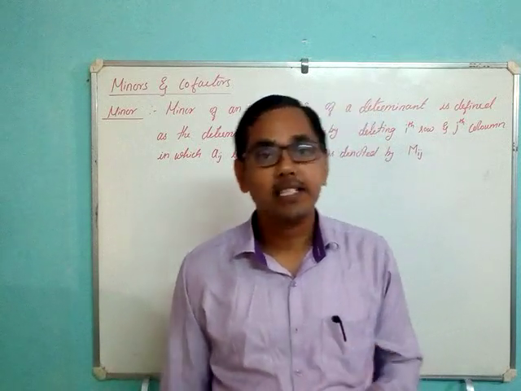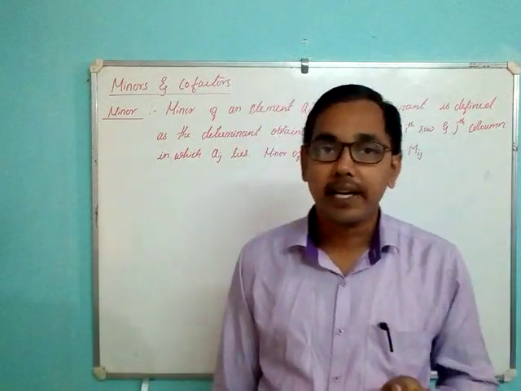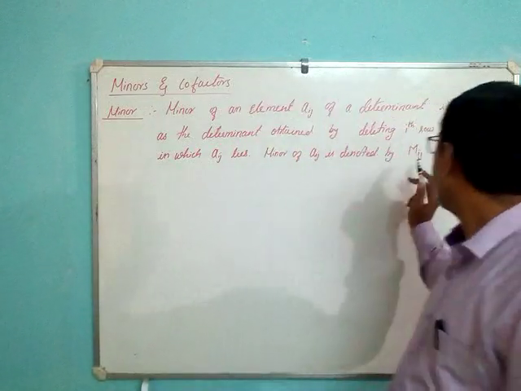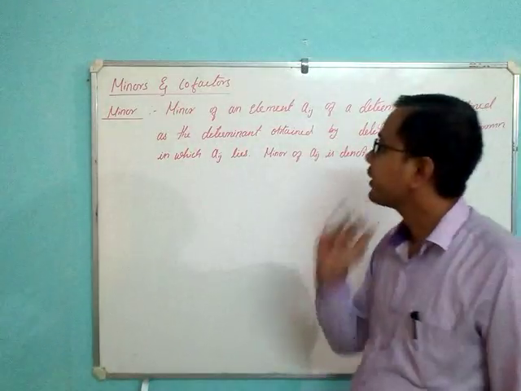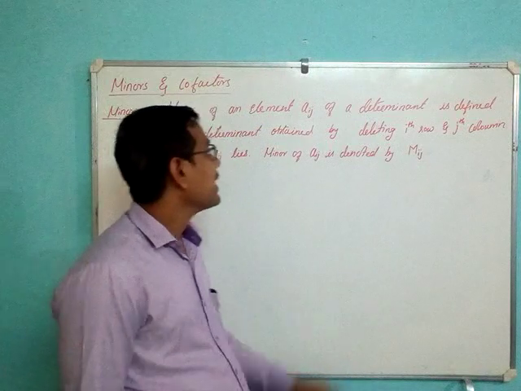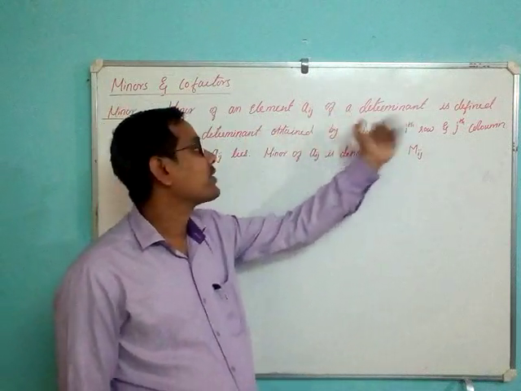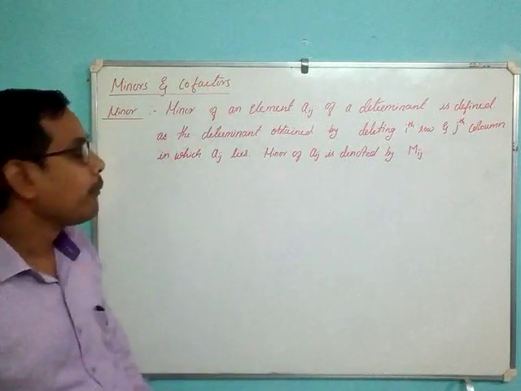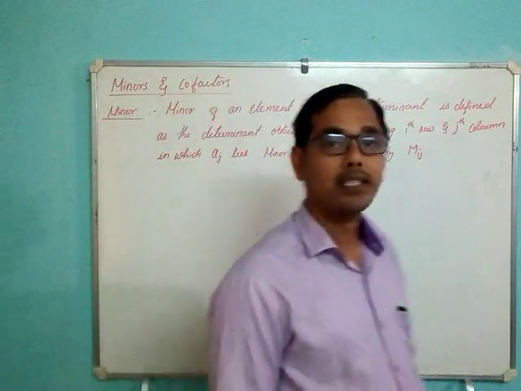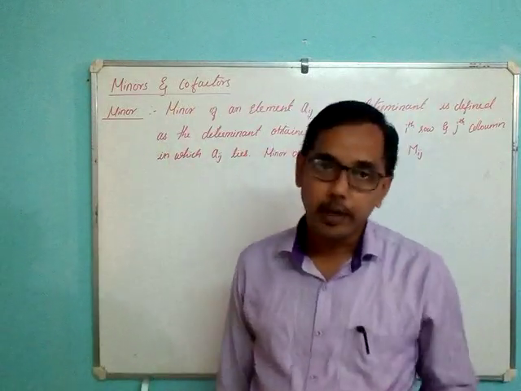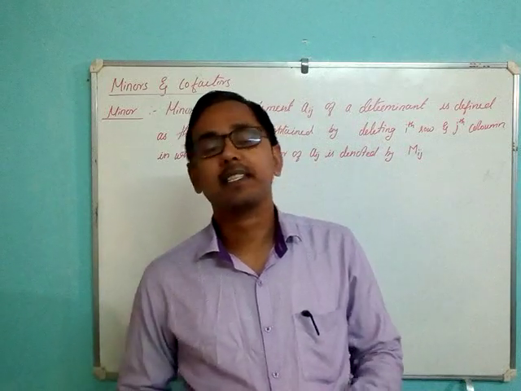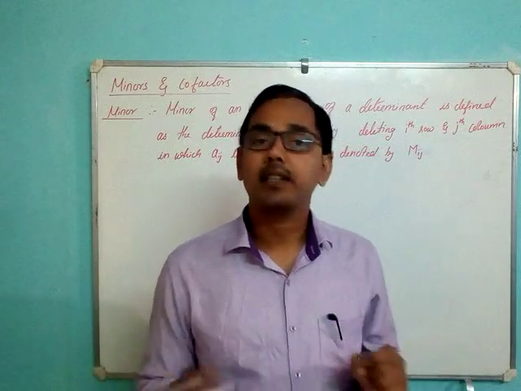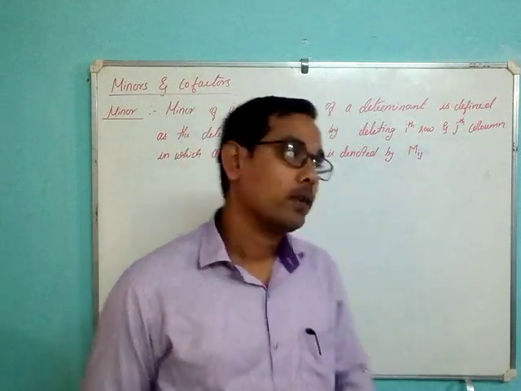Similarly, the minor of Aij is the determinant obtained by neglecting the ith row and jth column, and is denoted by Mij. What is the definition? The minor of an element Aij of a determinant is defined as the determinant obtained by deleting the ith row and jth column in which Aij lies. It is denoted by Mij. So the minor of Aij is Mij. Similarly, the minor of A11 will be M11, which is obtained by deleting the first row and first column, right?